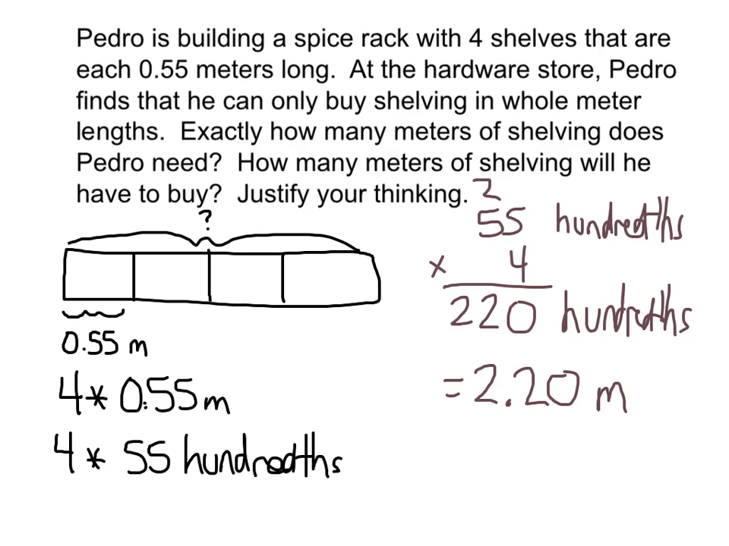So if I were to write a sentence, I don't have any room here right now, but I would write Pedro needs exactly 2 20 hundredths meters of shelving. Now, it says in the problem that he can only buy shelving that is in whole meter lengths. So he's going to need 3 meters. He's going to need to buy 3 meters.